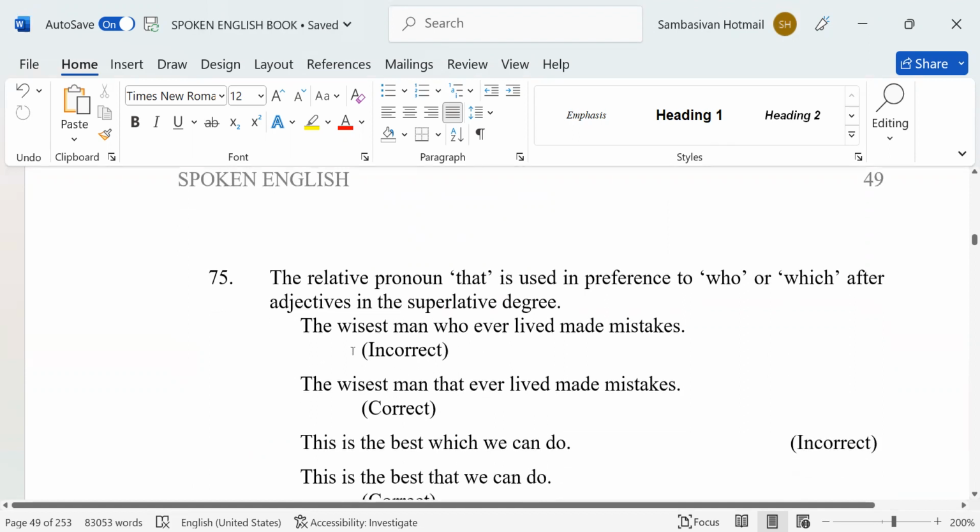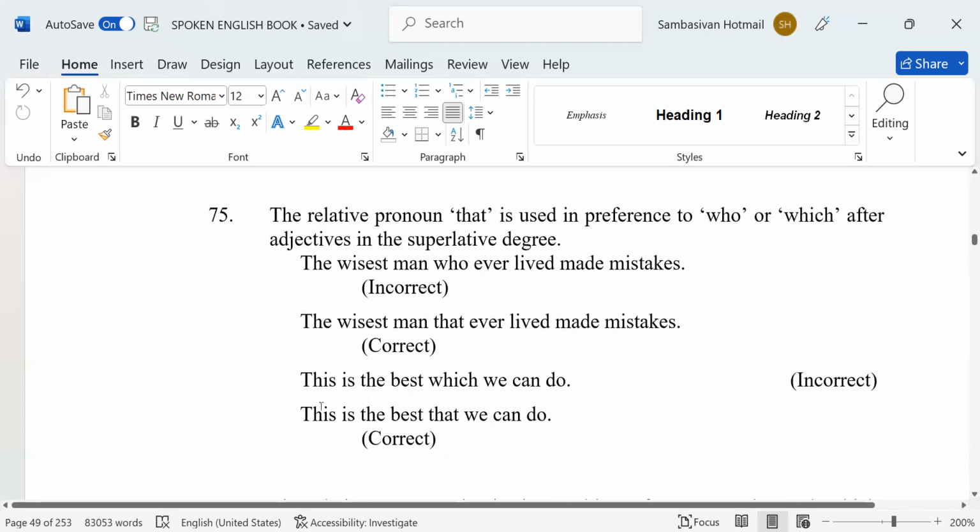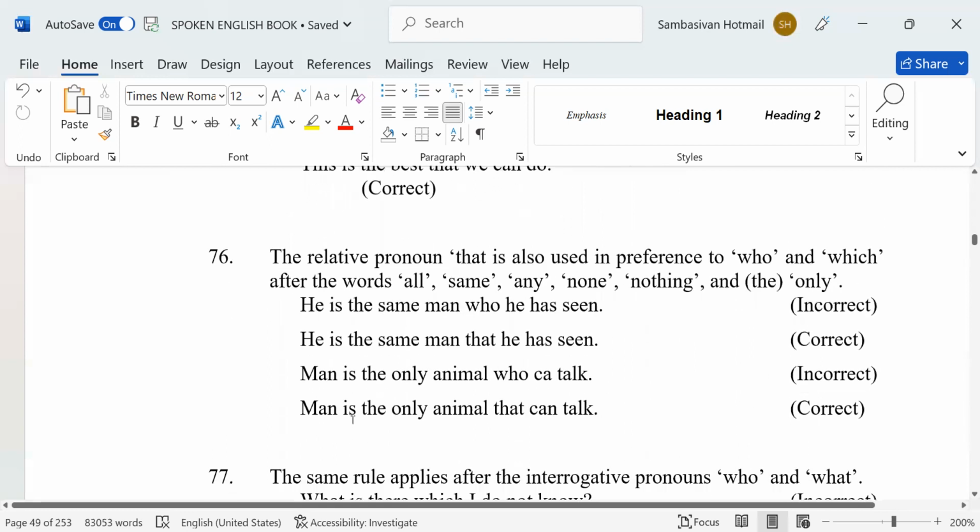The wisest man who ever lived made mistakes. Incorrect. The wisest man that ever lived made mistakes. Correct. This is the best which we can do. Incorrect. This is the best that we can do. Correct.